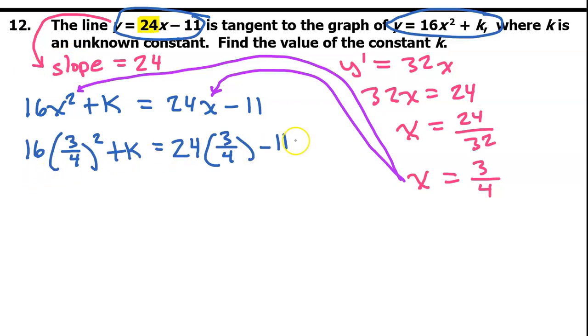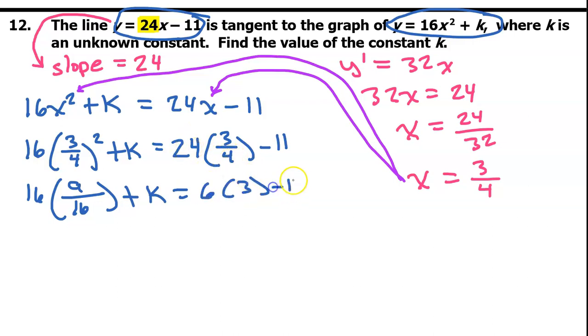So far we have this equation. Squaring the 3/4, we have 16 times 9 over 16 plus k is equal to, let's go ahead and divide 24 by 4, so that's going to leave us with 6 times 3 minus 11. These 16s cancel each other out, so we have 9 plus k is equal to 18 minus 11, so that's 7. And then subtracting 9 from both sides, we get k is equal to -2.